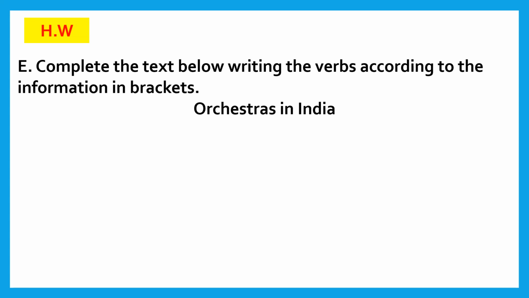Children, exercise E. Complete the text below, writing the verbs according to the information in brackets. You will complete this exercise on your own as homework. In this exercise, you have to complete the given paragraph by writing the verbs as mentioned in the brackets. Kindly try and see if you can solve it on your own. Don't worry about whether your answers will be right or wrong, as I will be displaying the answers in the assignment section. So you can check your answers from there. Okay, so this exercise is for homework.